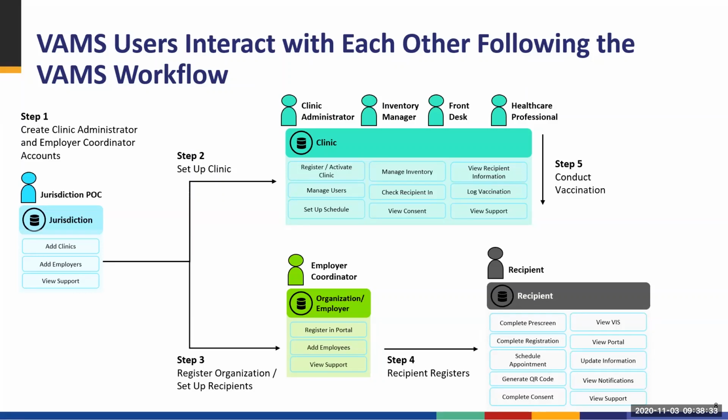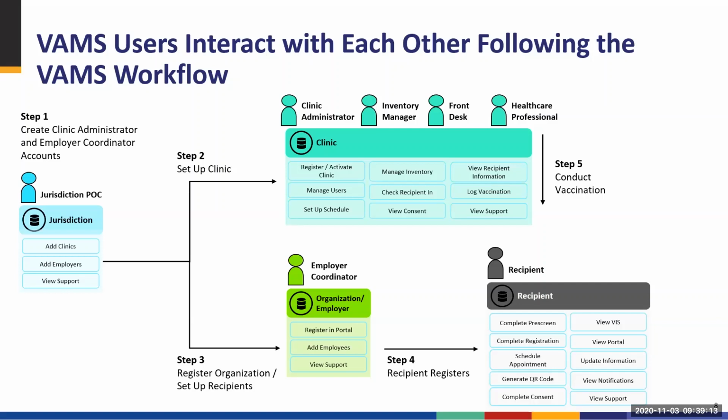This allows clinic points of contact, which will likely be the clinic administrators, to set up their clinic operating hours, vaccination stations, place inventory requests, and add other clinic users in Vams so they are prepared to administer COVID-19 vaccination to recipients. This also allows employer coordinators to register their organization in Vams and either add employees in the system or request the jurisdiction POC or point of contact to authorize policy-enabled registration. Detailed information about policy-enabled registration, or PER, is available in the user manuals.